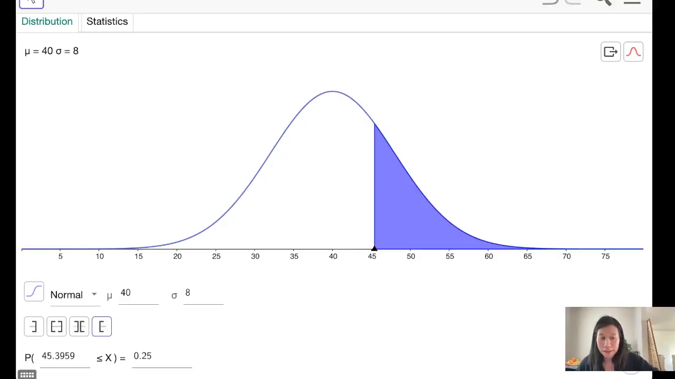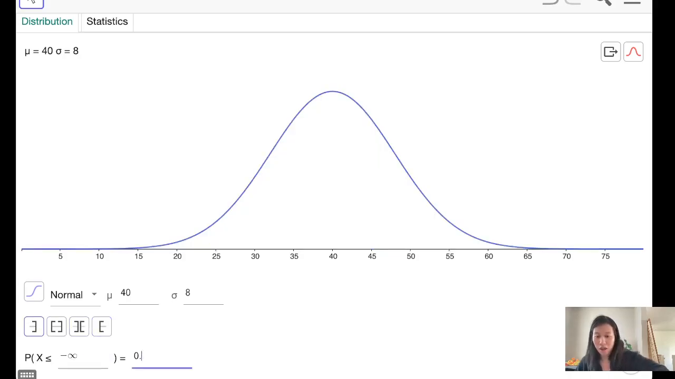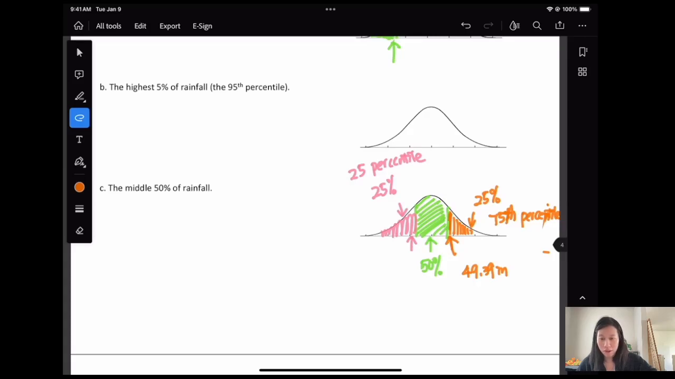Now, let's find the pink one. Use a similar idea. You want to find the lowest 25%. That means I want to change that to the lowest 25%, which gives us 34.6041. Okay, now I write it down. I have 34.6041.